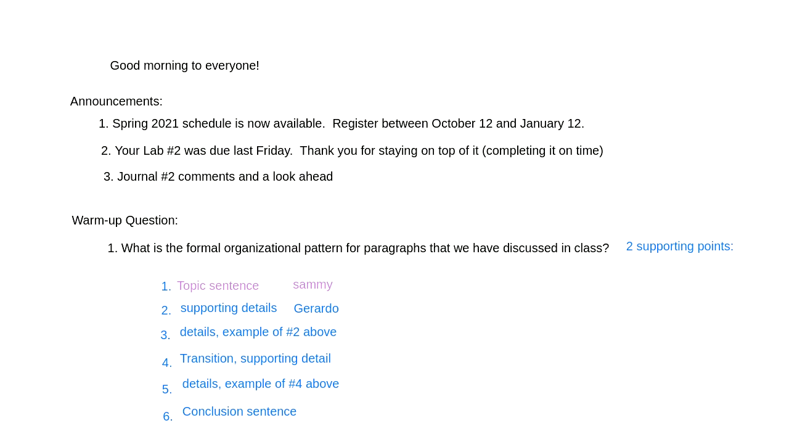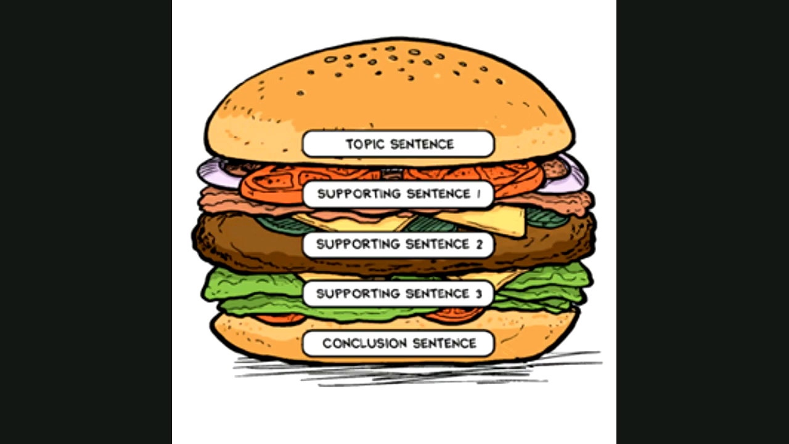Okay? So again, just to review, remember the hamburger we talked about. A topic sentence is at the top, the very first sentence. Then you must have 2 or 3 supporting points and then details of each of those.